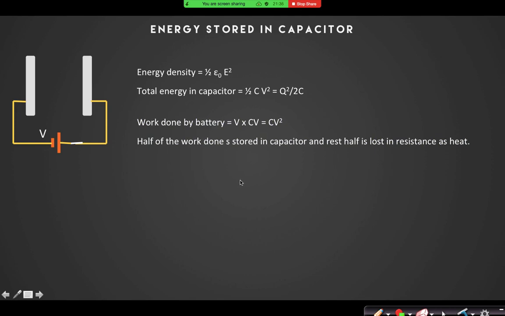So the work done by the battery is CV square, and half of the work done is stored in the capacitor. The rest half is lost in the resistance as heat, right?